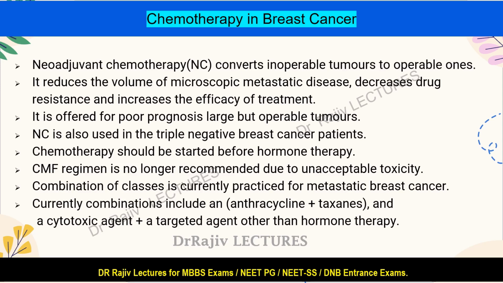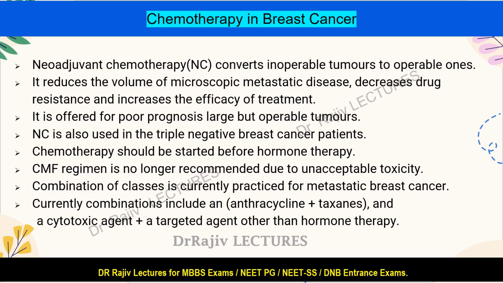Metallic clips are placed in the tumor mass before neoadjuvant chemotherapy. These clips serve as a visual marker, allowing the surgeon to precisely identify the tumor bed because, in response to chemotherapy, the tumor may shrink or become non palpable, making it difficult to locate during surgery. The chemotherapy should be started before hormone therapy to reduce side effects.